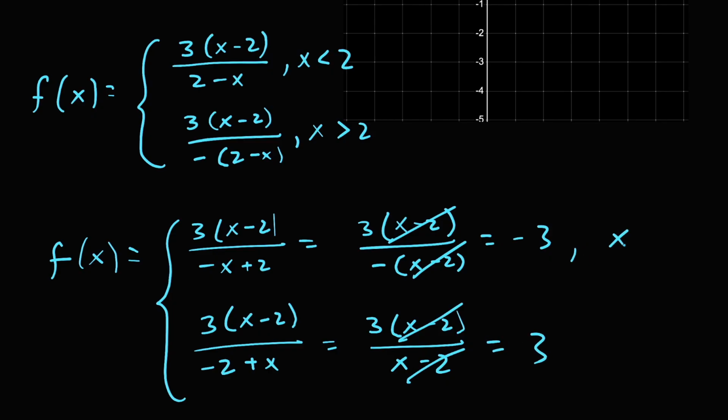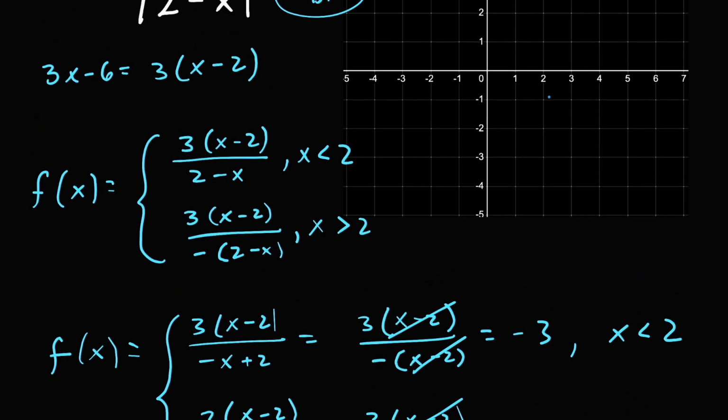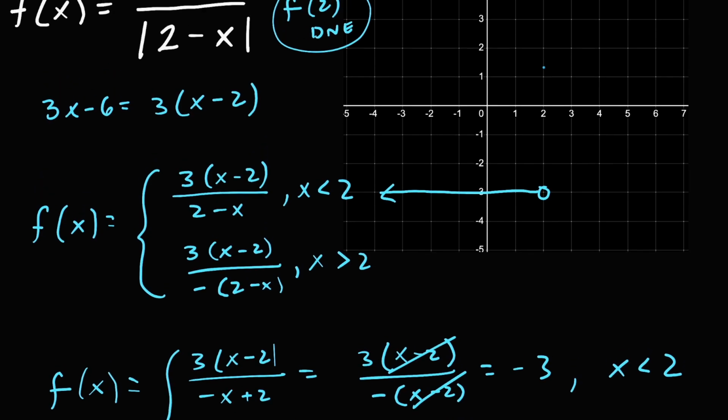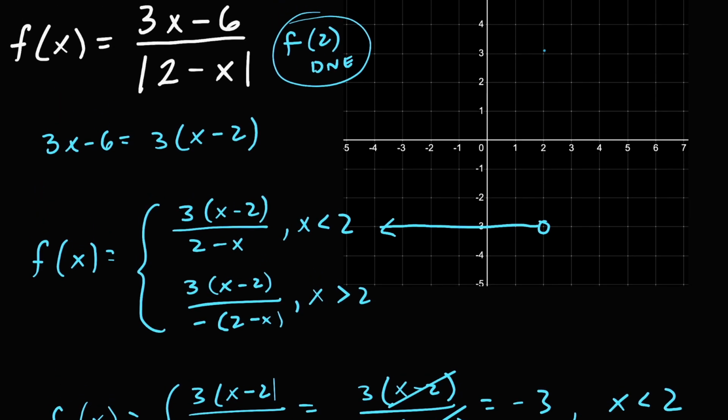And this is for when x is less than 2 and when x is greater than 2. So when x is less than 2, right here, our answer is always -3. So -3, but we can't include that point, and we have it going left there. And when x is greater than 2, we always have an answer of +3. So we get a graph that looks something like this.